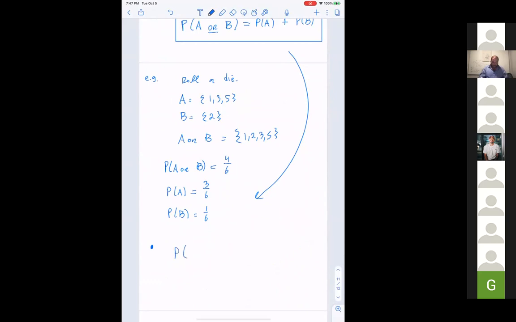What is the probability that event A does not occur? Now the book uses a notation for A does not occur: A bar, sometimes written as A prime, sometimes written as A complement. So there's multiple notations for A does not occur.